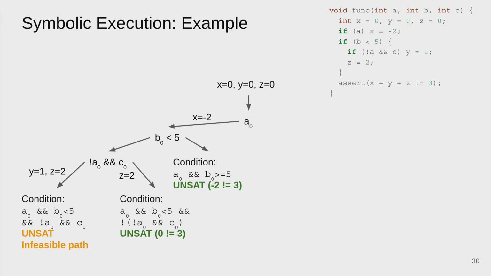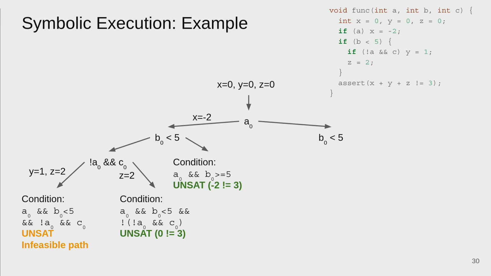Same here, we're invalidating, we're going through the false branch of this condition now. We're collecting the path constraints a0 and b larger than 5. If you look at the variable assignments along this path and fill this into the assertion, we get minus 2 is not equal to 3. The SAT solver tells us all good. We move on to the next.